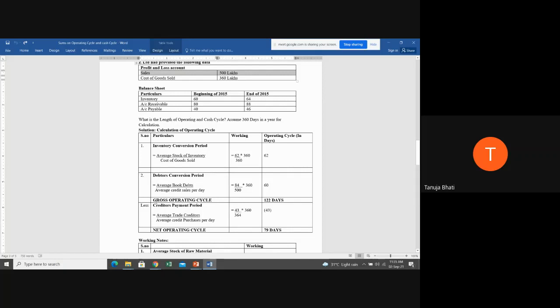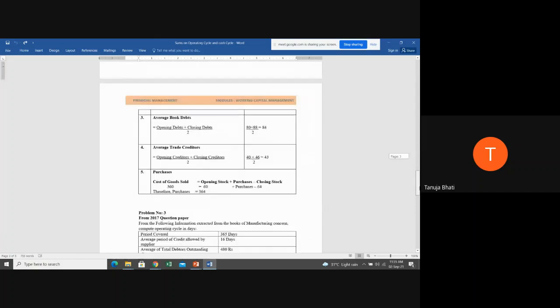So you get the gross operating cycle as 122 days, minus the creditors payment period. What is the formula for the creditors payment period? Very simple. Average creditors divided by average purchases. Now, is the information about purchases given in the problem, students? No, but we can find the amount of purchases using a formula. Cost of goods sold is opening stock plus purchases minus closing stock.